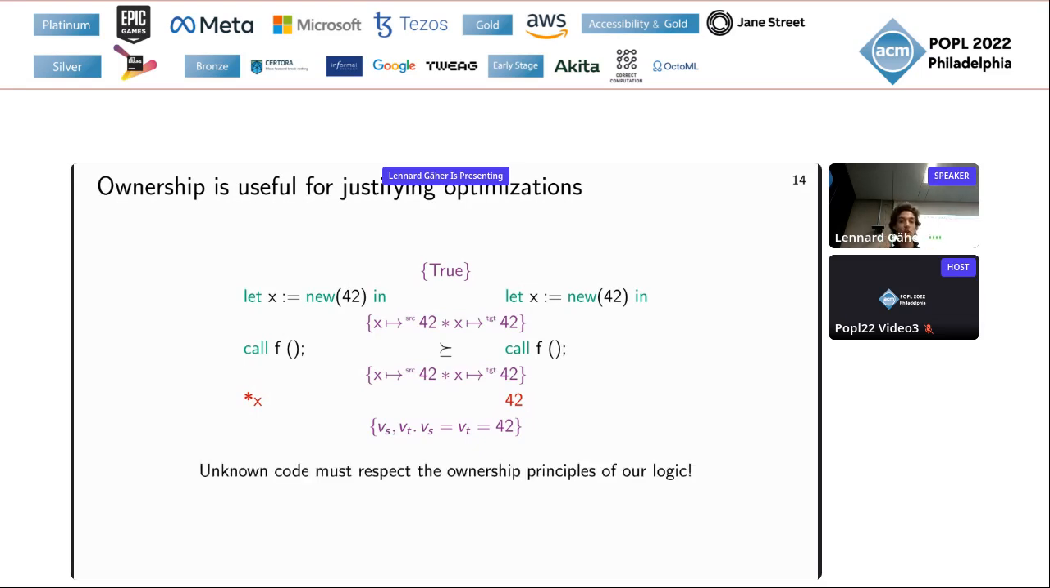Now, looking at this, the crucial step is that we could retain ownership of x while calling f. As opposed to traditional separation logic reasoning, we do not require any knowledge about f in the precondition. f can essentially be completely unknown to us. But since the call happens on both sides of the simulation, we can still skip over the call. For this, unknown code needs to respect our ownership, and that is part of the soundness result of our logic.